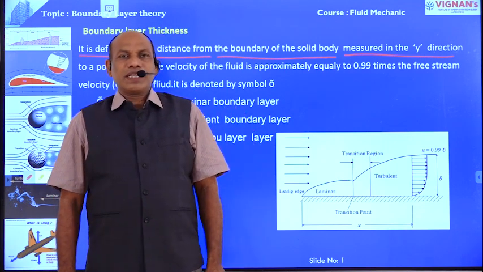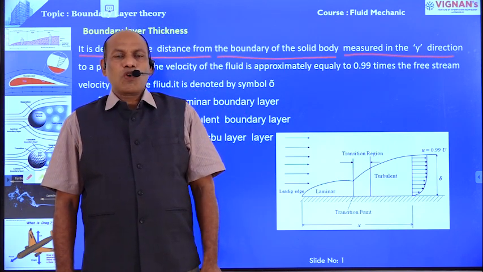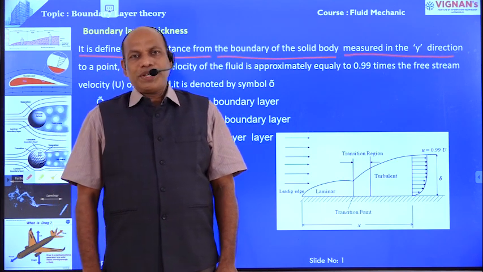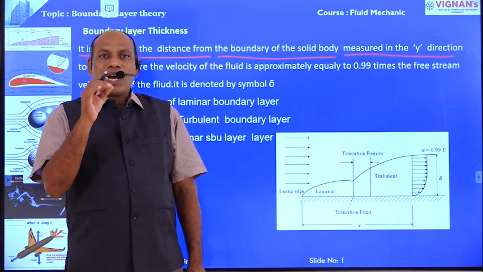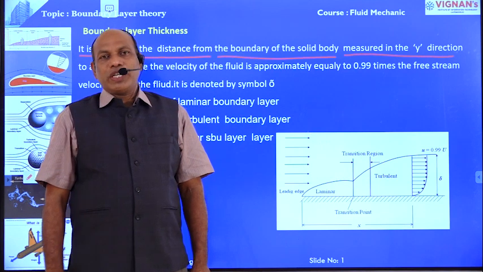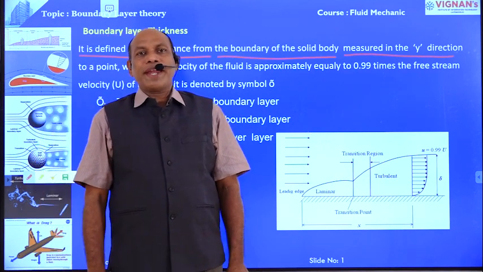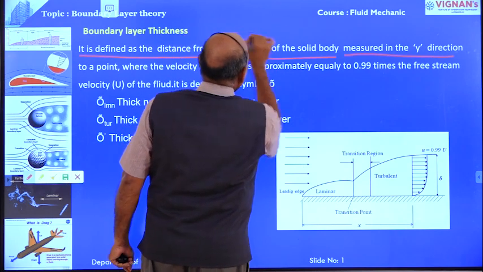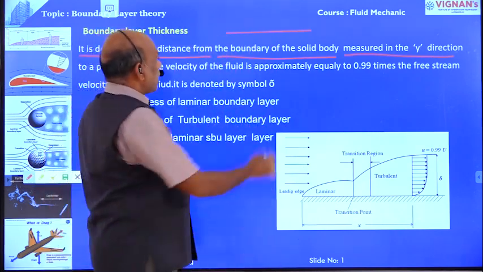It is defined as the distance from the boundary of the solid body, measured in the y direction, to a point where the velocity of flow is approximately equal to 0.99 times the free stream velocity. Right here, this is the boundary layer.